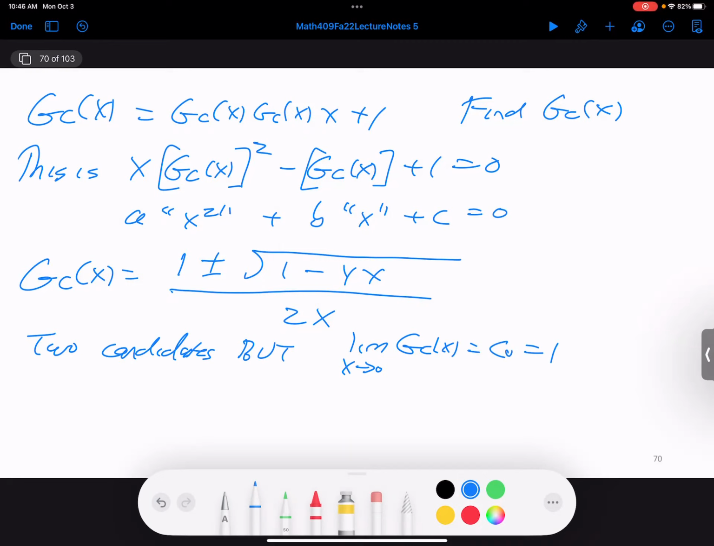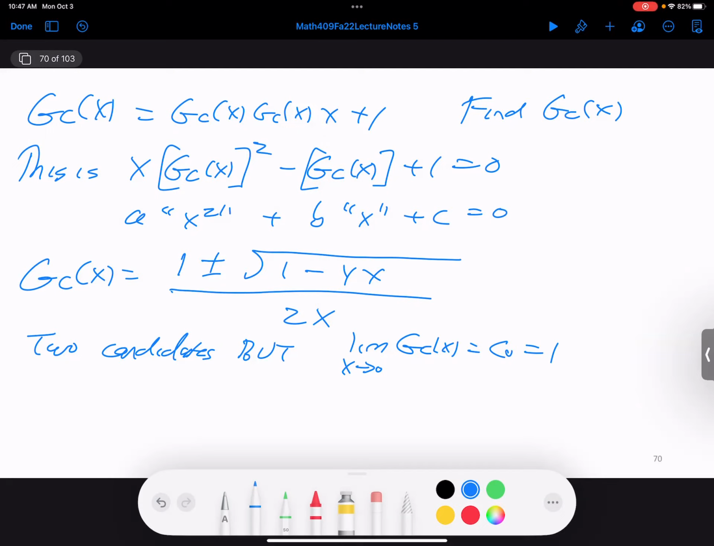Okay, well, if we take x equals 0, what do we do? Any thoughts? We just want it to be finite, so both the numerator and the denominator have to go to 0. If we take the plus sign, the numerator is going to 2, the denominator is going to 0, it explodes.